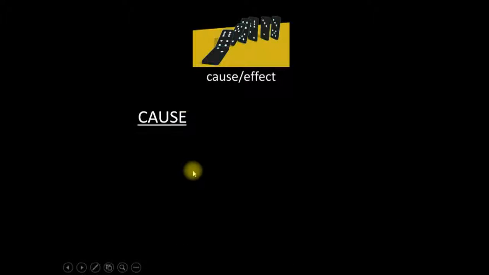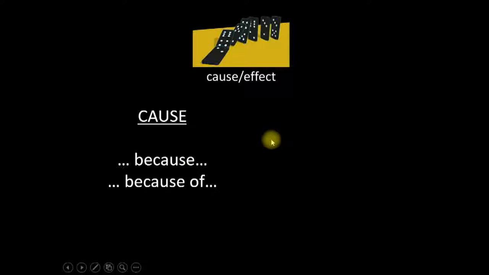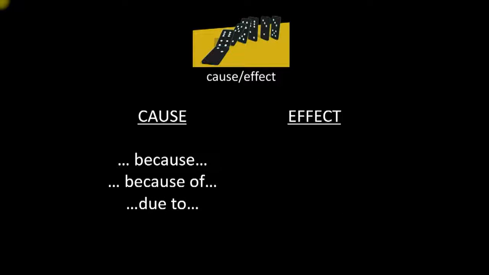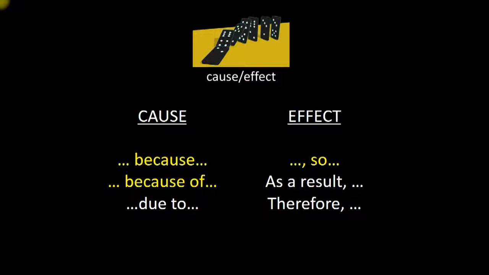So consider using some of these connectors. Because of, due to, so, as a result, therefore. Now notice that because of, and so are highlighted because these are the most common. Due to, as a result, and therefore are okay, but these are usually used in writing more.